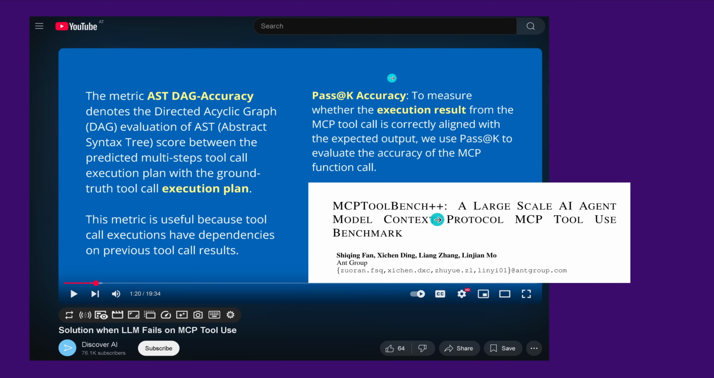because in the last video, when we talked about the result for MCP Toolbench++, the authors decided to have two parameters that they evaluate all the MCP tools on. The first one was, remember, AST DAG accuracy. So the execution plan, this is exactly what we see now in this new study. And the second also was the execution result, the factual correctness of all the MCP tool calls.